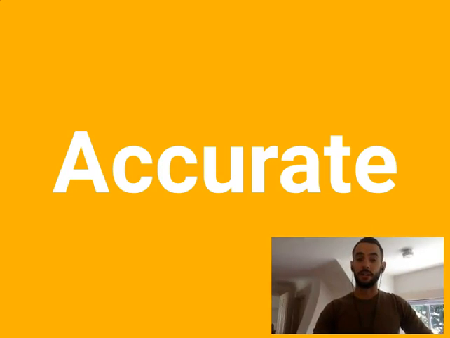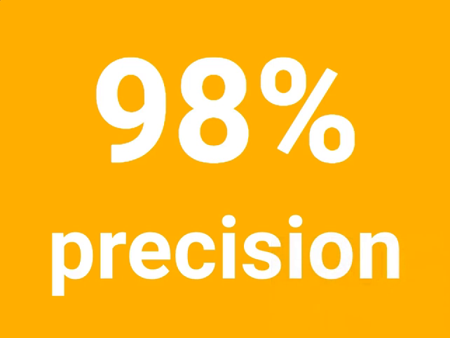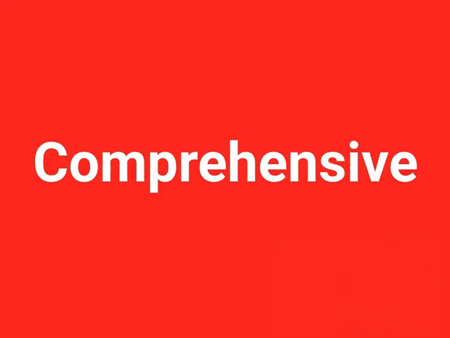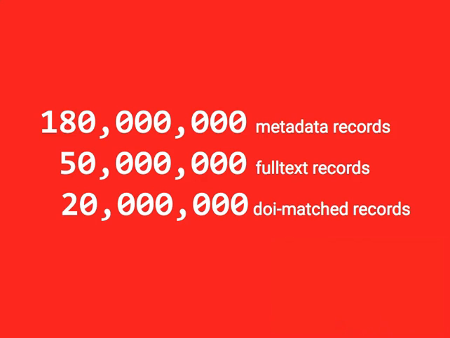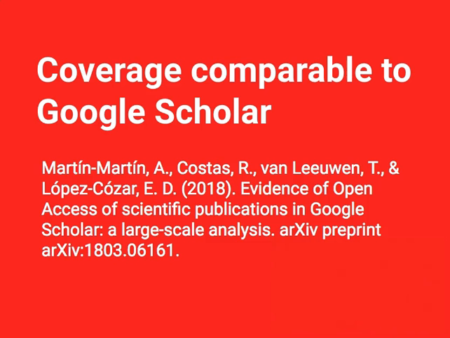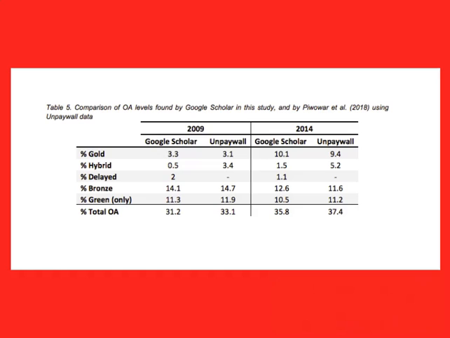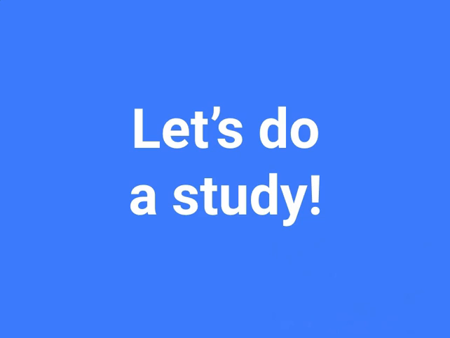Unpaywall is very accurate, and in fact, it has 98% precision. Moreover, it's also quite comprehensive. It covers 50,000 journals and 5,000 repositories. We've got 180 million metadata records, 50 million full text records, and 20 million records with DOIs. The coverage is actually pretty comparable to Google Scholar, which was shown in a recent paper by Alberto Martin and some co-authors. As you can see, we're in the same sort of ballpark.